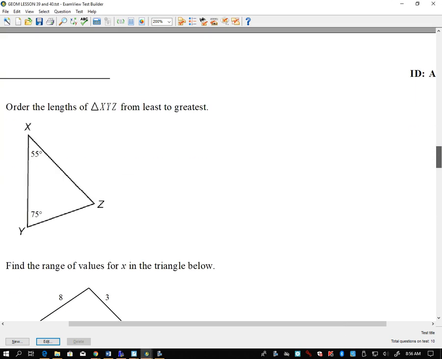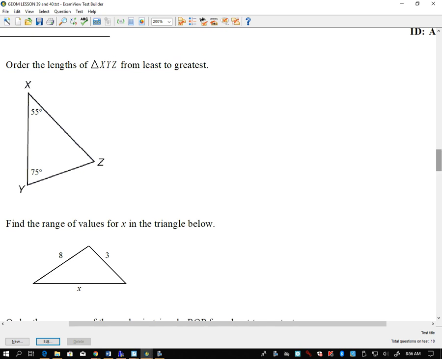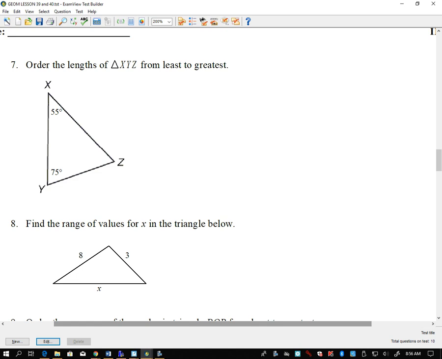Let's see, I'm trying to see. Okay, here's a good one. I want to do this before we're done. Do maybe 2 of these triangle questions. We want to order the side lengths of this triangle from least to greatest. But what do I need to do before I can start to do that?